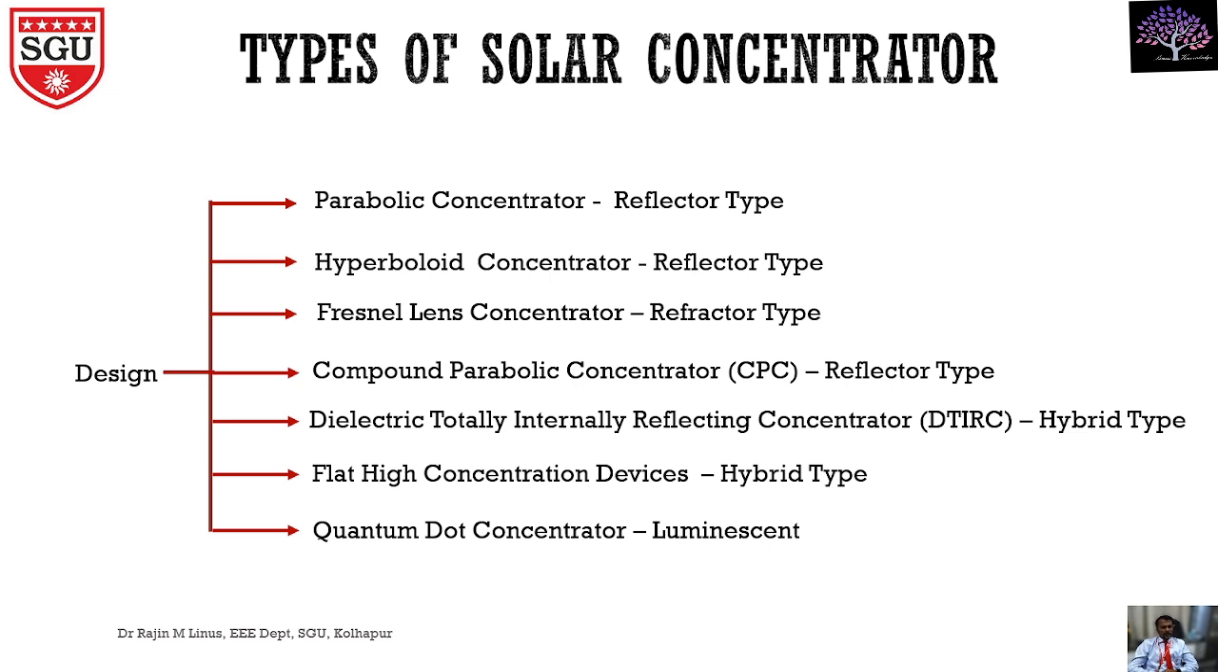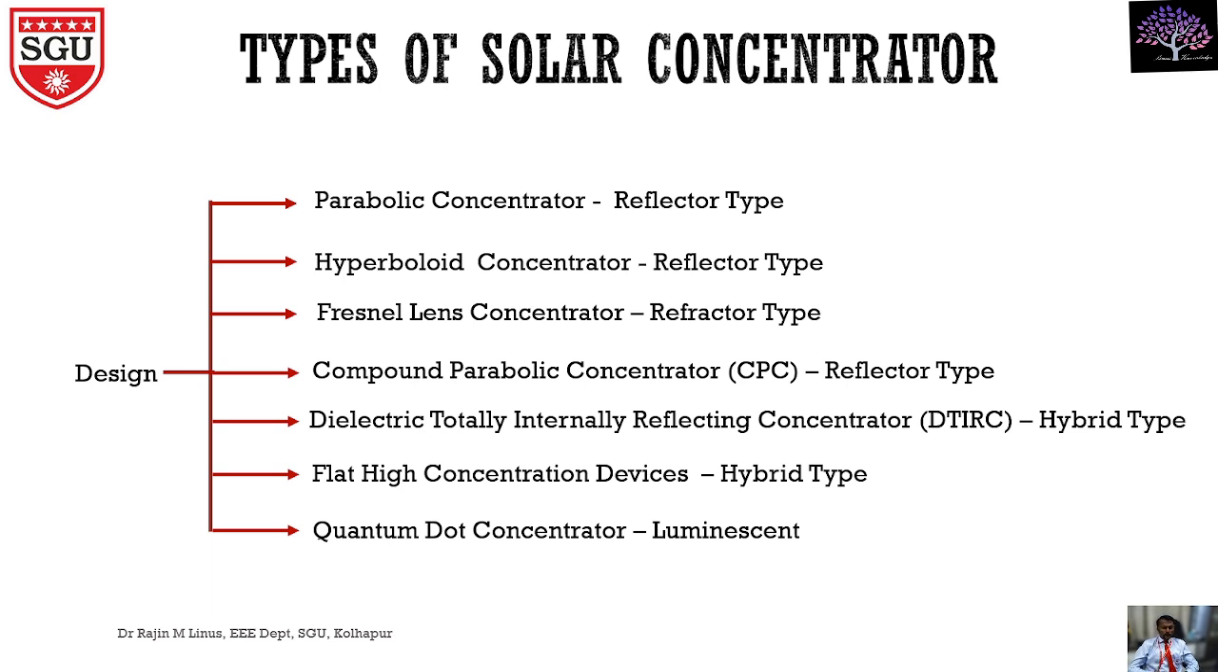Then the dielectric totally internally reflecting concentrator is hybrid type. What is meant by hybrid type? It has the effect of reflection as well as refraction. Then the flat high concentration device is also hybrid type, since it has reflection as well as refraction. Then the quantum dot concentrator is luminescent type. Luminescent means light passes through the photons. So that is called the luminescent quantum dot concentrator.